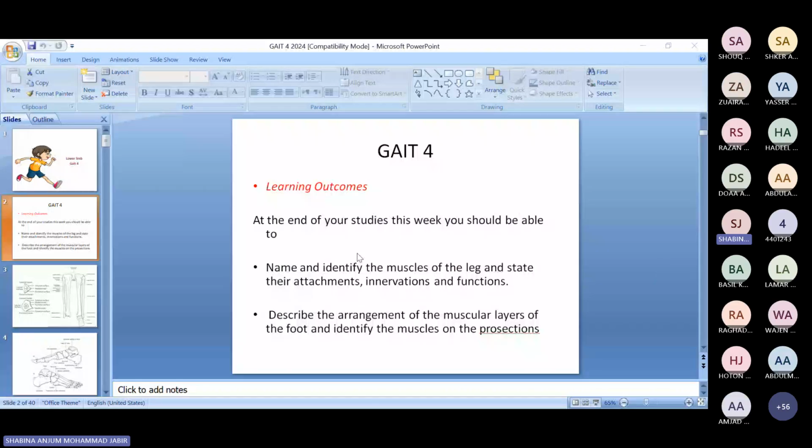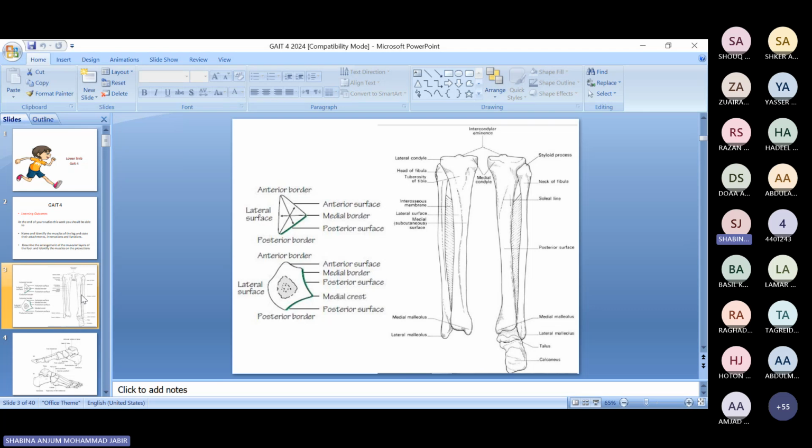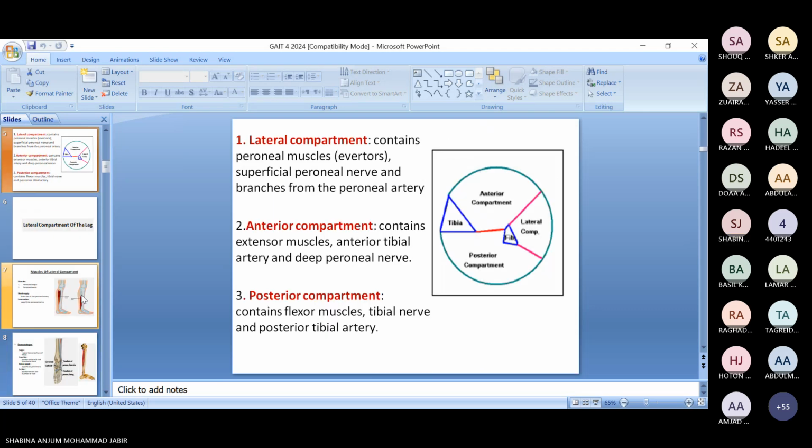As we have already finished the muscles of the gluteal and thigh region, next we have the muscles of the leg. It means the muscles which act on the leg, ankle joint, and the small muscles of the foot. So here you have a few slides just to revise your bones. If you see the leg region, it is also divided into three compartments like the thigh.